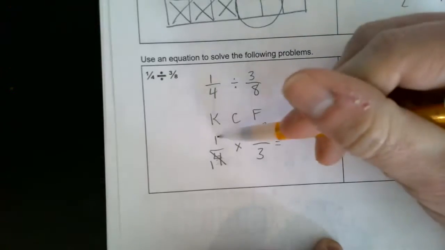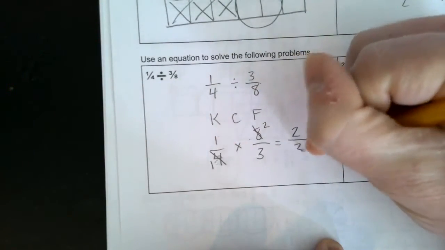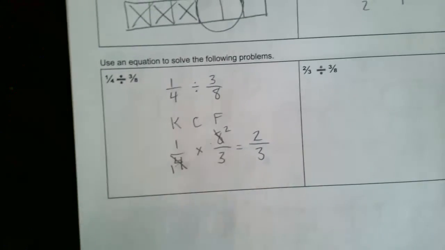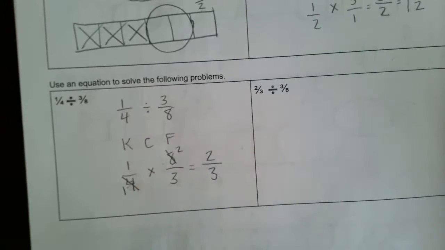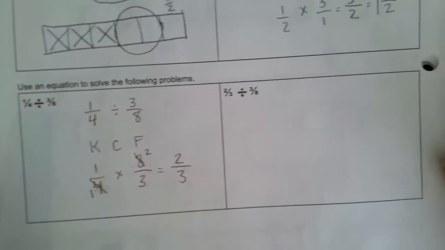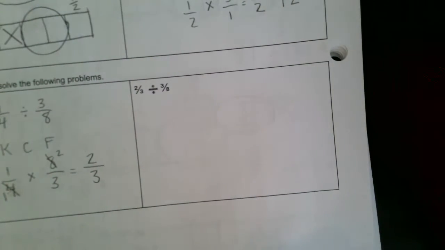Now we multiply. 1 times 2 is 2. 1 times 3 is 3. 2/3. Feeling pretty good about that one. Again, I would always look to simplify. Because if we didn't simplify, we wind up with 8/12, and then we'd have to simplify anyway. So might as well do it before you multiply. All right, let's try this one.